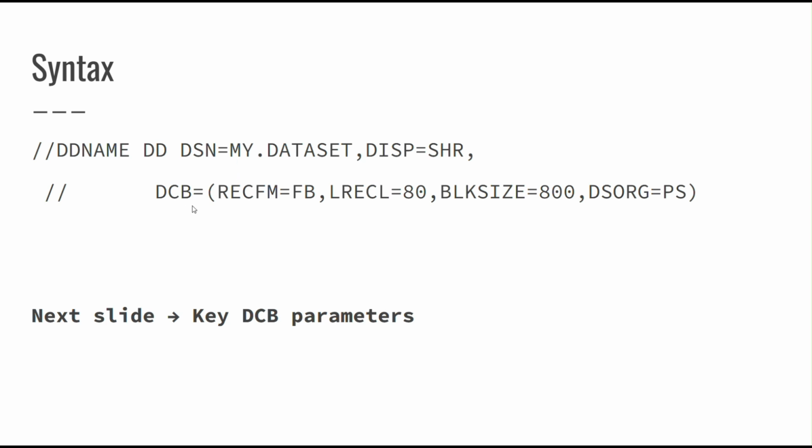Syntax. Here the above line is common. DCB equals RECFM, which means record format, LRECL, logical record length, BLKSIZE, which means block size, and DSORG, which means dataset organization. We will discuss each parameter in detail in the next slide.